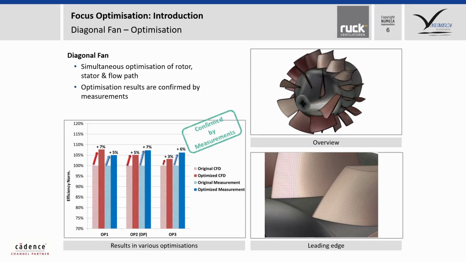Here we have a diagonal fan, and the goal was to optimize efficiency for 3 different operating points. The parameters were defined such that the rotor, the stator and also the channel contour could change. And we can nicely see here an improvement in efficiency of a few %, which also was confirmed by the measurements.